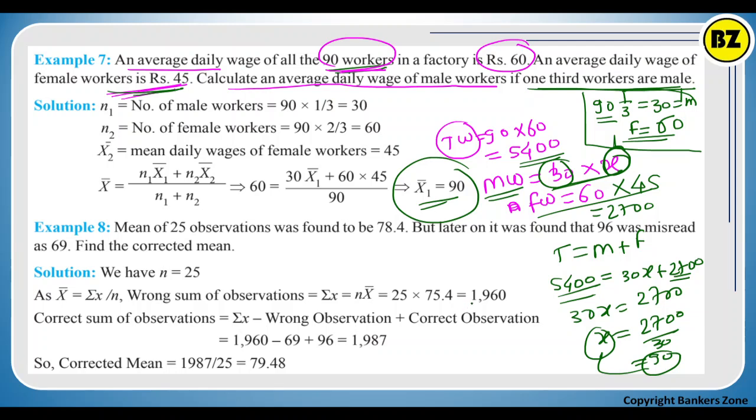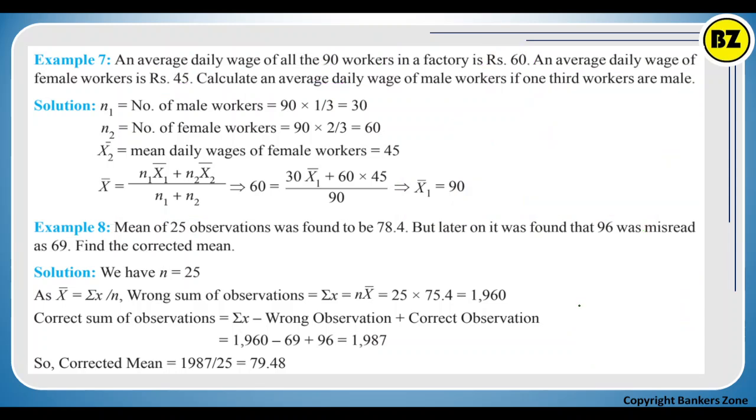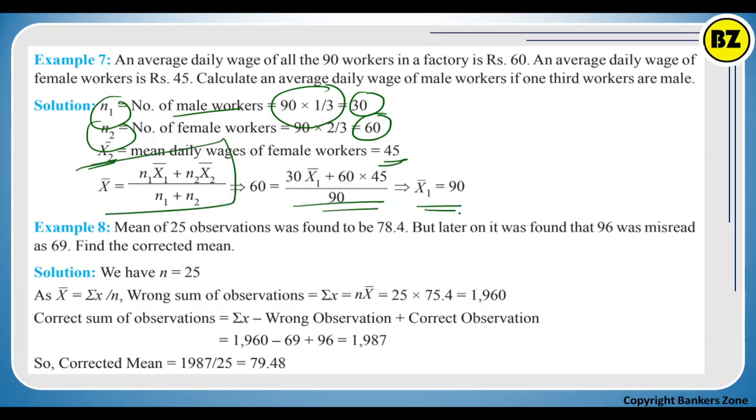In this way you have to solve this type of problems. See, it is very easy. If you don't want to go by formula, you can go by this way. If you still insist that you will solve by the formula, then you can go with the formula also. So n1 is the number of males, one third of 90, so 30. n2 is female, so take 60 females. x1 bar we have to find. x2 means female daily wages, they have given 45. So we have this formula, you simply put in the values. But I suggest you don't worry about the formula, you go simply by the concept.